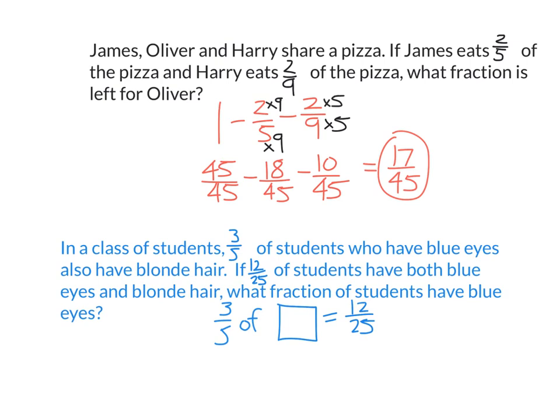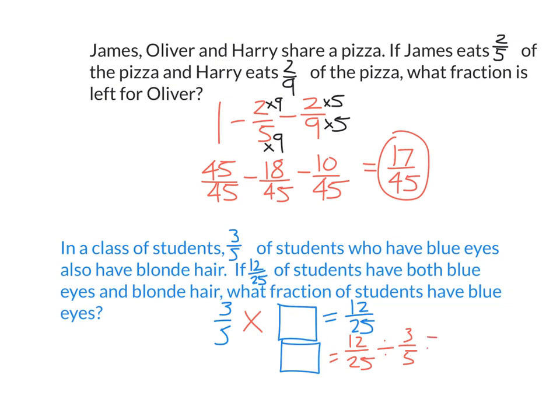It doesn't actually matter how many people have blue eyes or blonde hair. Just like here, it didn't matter how big the pizza was, how many slices, we can still figure it out. So remember, of means times. So I can rub that out and write a times. So I'm saying, what do I times by 3/5? 3/5 of what gives 12/25? So remember, we can undo timesing by dividing. What goes in the box will just be 12/25 divided by 3/5. We undo timesing by 3/5 by dividing by 3/5.